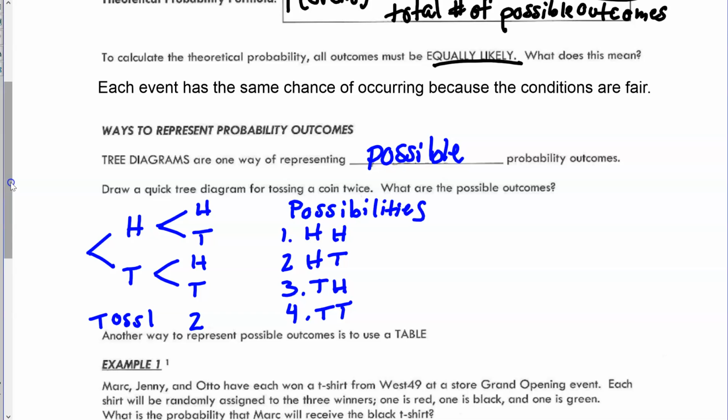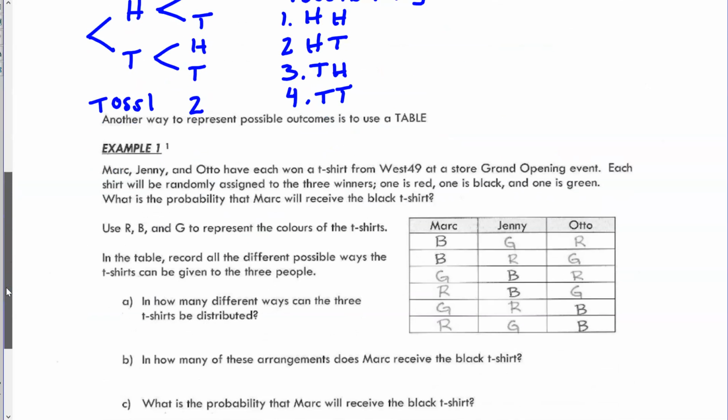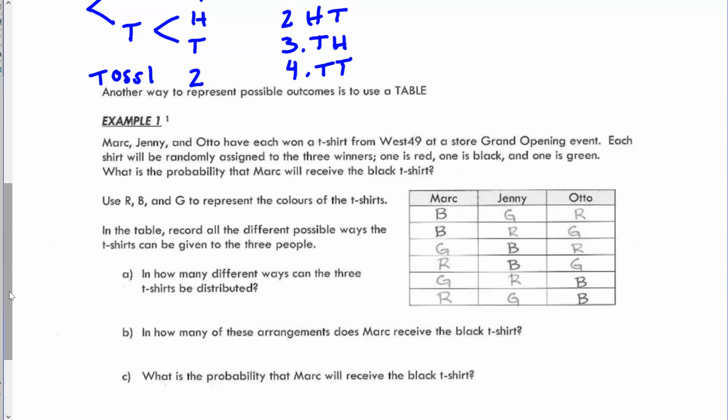So another way that we can represent these things is in a table. You can do a tree diagram or a table. So, in this first example, we have Mark, Jenny, and Otto each having won a t-shirt from West 49. Perhaps this is a little dated. At a store grand opening event. Each shirt is randomly assigned to the 3 winners. 1 is red, 1 is black, 1 is green. What is the probability that Mark will receive a black t-shirt?